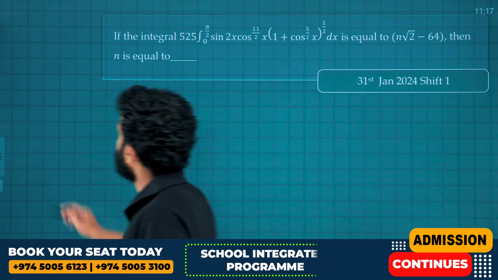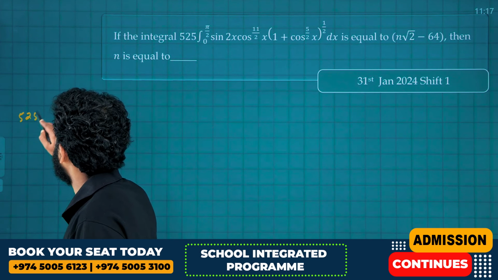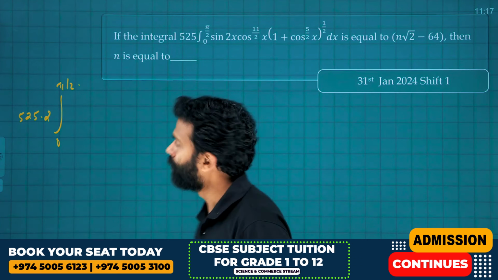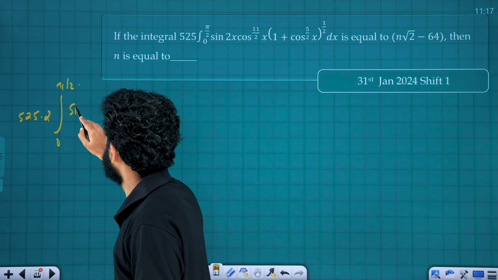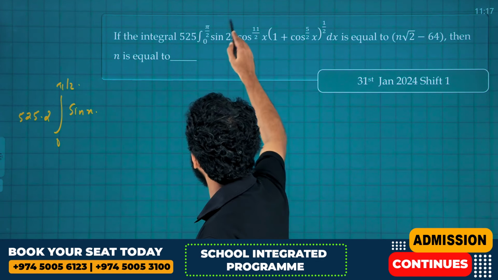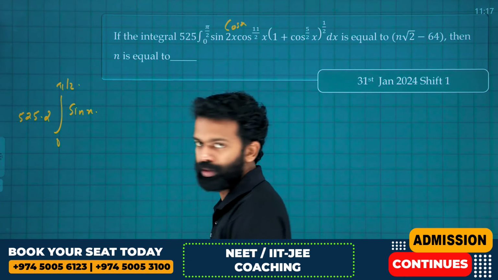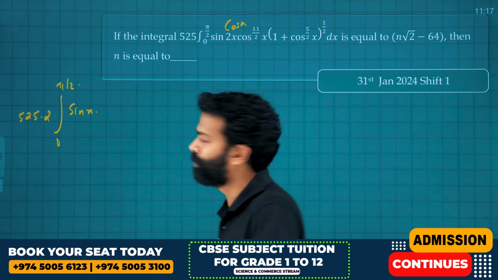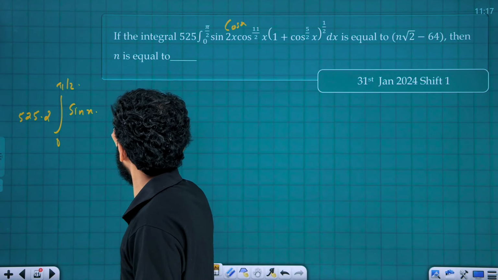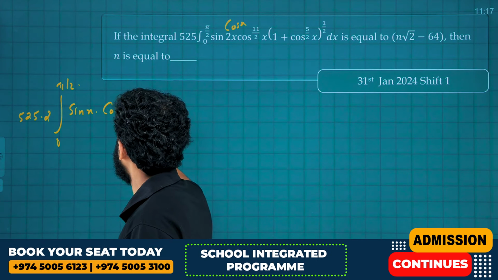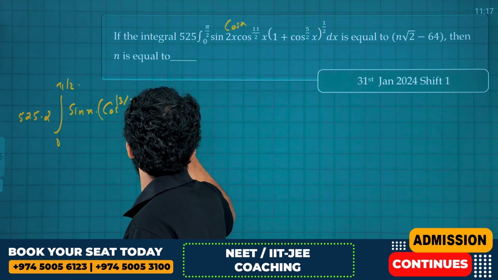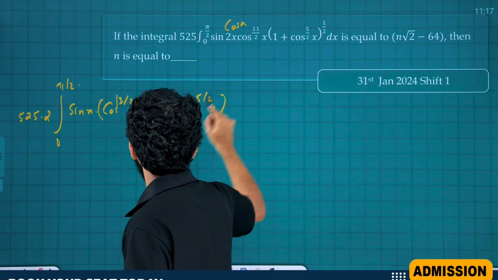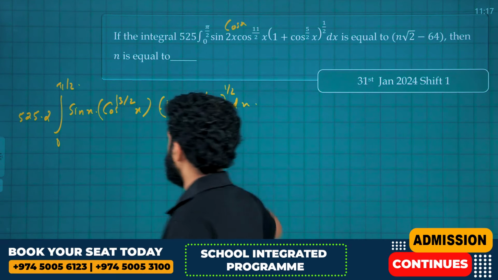Therefore, it will be 525 into 2 into the integral from 0 to pi by 2 of sin x into cos x into cos^(11/2) x, which will be cos^(13/2) x. So, sin x into cos^(13/2) x into (1 + cos^(5/2) x)^(1/2) dx. So, it is like this.